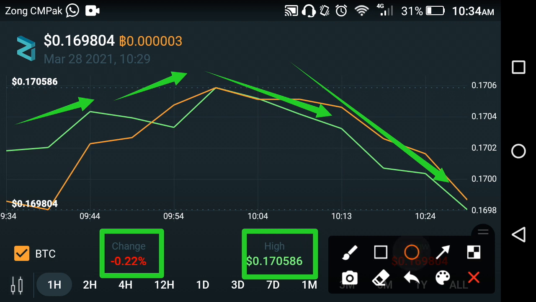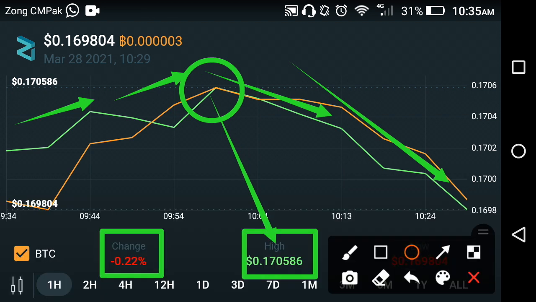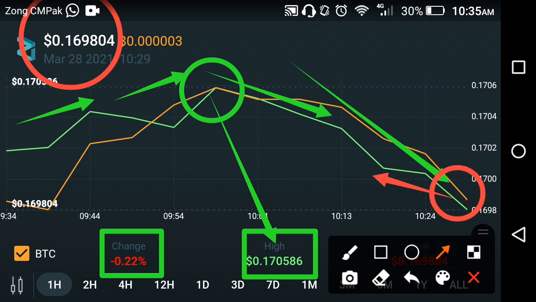Now let's see the current price of Zilliqa cryptocurrencies on the market. As you can see here, that is the current price of Zilliqa cryptocurrency. It is $0.169804, the current price of Zilliqa cryptocurrencies, as you can see on the screen.